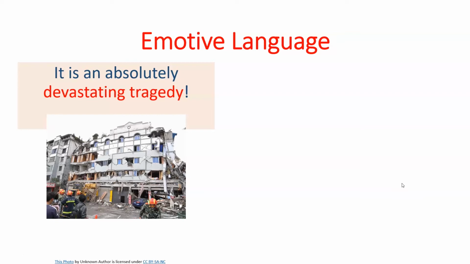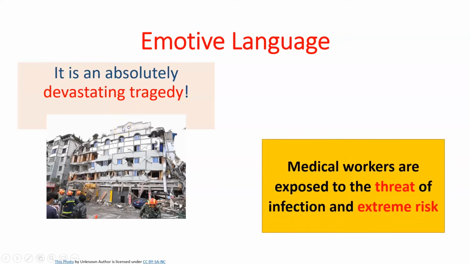In this case, I've got, it is an absolutely devastating tragedy. In other words, devastating tragedy would definitely be an example of emotive language. Okay, of course, here we're talking about an earthquake, right? Let's look at the next one.